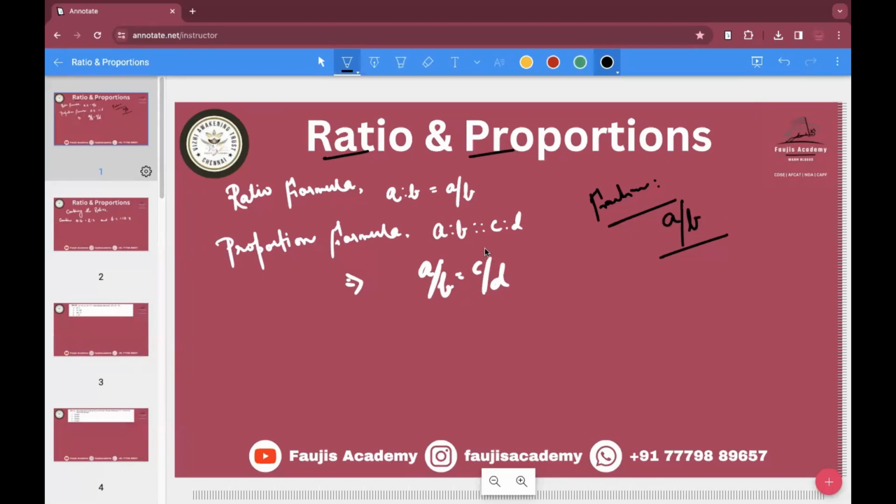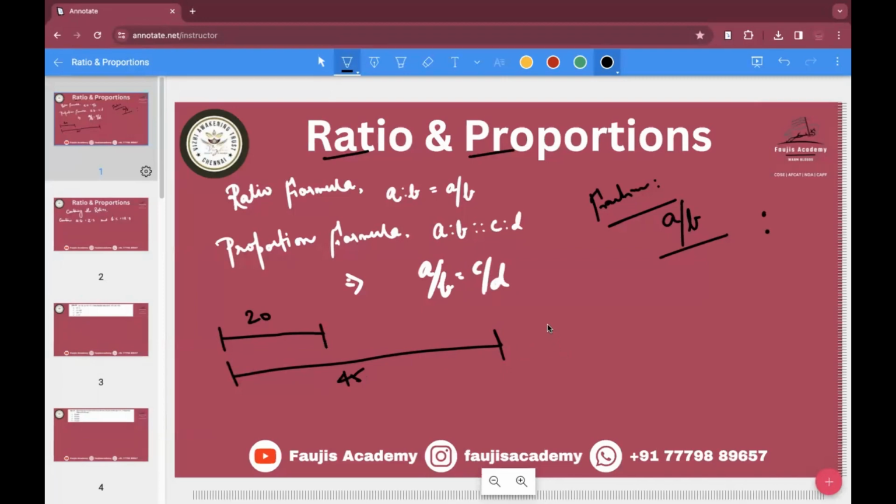But in ratio, the symbol for ratio is two dots, two parallel dots. Let's say my marks in maths is 20 out of 50. And somebody's marks, let's say Kaleshwaran's marks, is 45 out of 50.